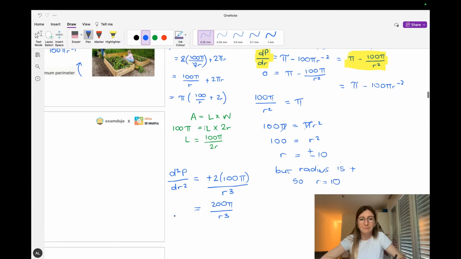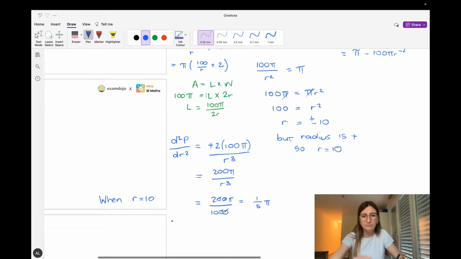Then if in place of that, we now put our r, which is 10, let me just write that now because we can't show it, r equals 10. We're using our second derivative test. We get 200 over r to the power of 3, which is 1,000. Pi, don't forget pi, which is 1/5 pi. And that is positive, which is what we wanted all along.